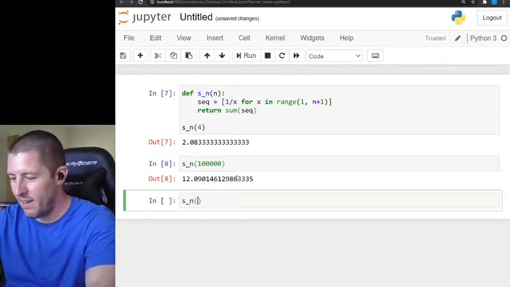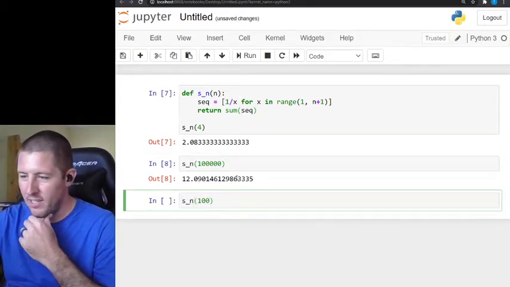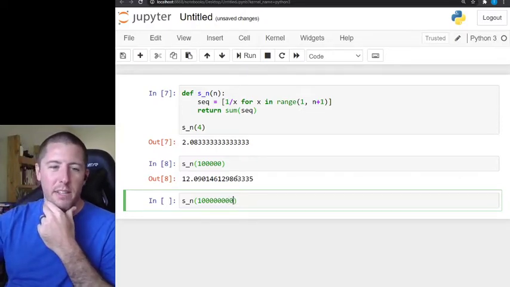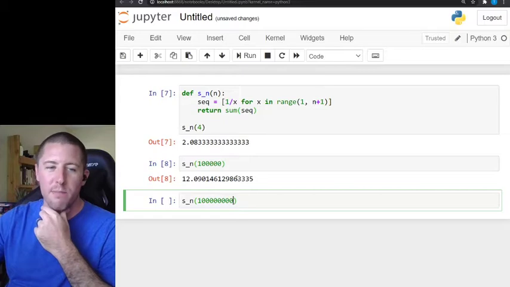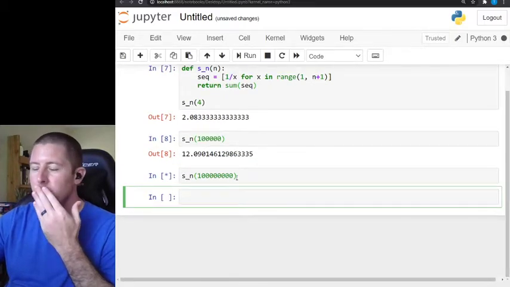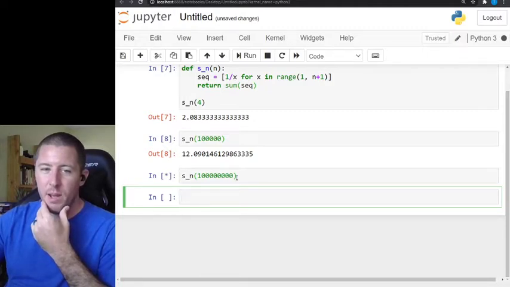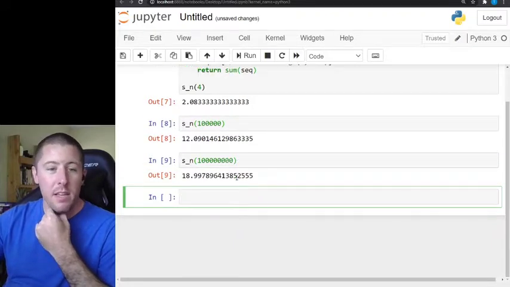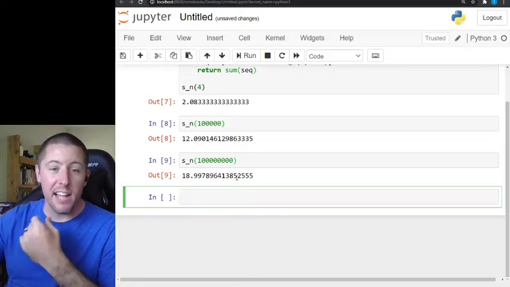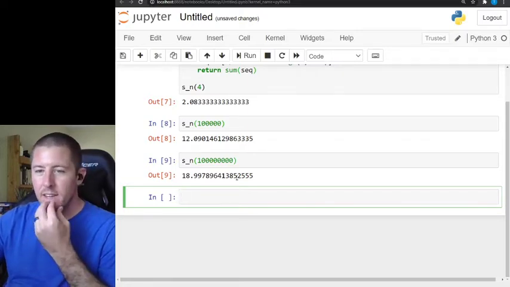S sub n of, so there's 100. There's 100,000. Let's do 100 million. What's the sum of the first 100 million terms in this series here? This one's going to take a little minute. Even my fast computer here is probably going to take a hot minute to add up 100 million numbers. But okay, so we just added up the first 100 million terms and we got almost exactly 19 right there.